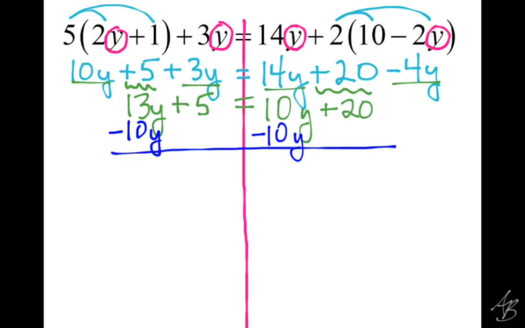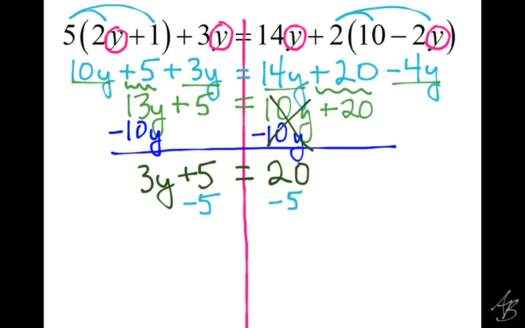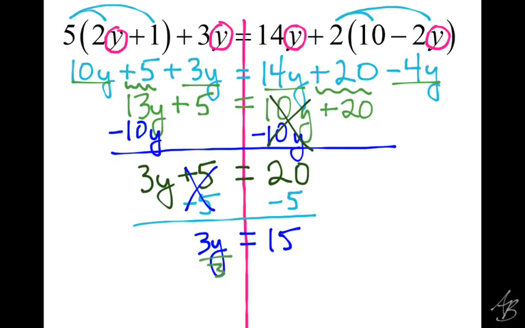And when we do that, those 10y's on the right side cancel, leaving 20. And on the left side, 13y minus 10y is 3y, and we've got our plus 5 there. Then what? Subtract 5 from each side. Those 5's are going to cancel each other out, leaving 3y. And 20 minus 5 is 15. And then divide by 3. It's going to cancel out the 3 over here, leaves y. And 15 divided by 3 is?